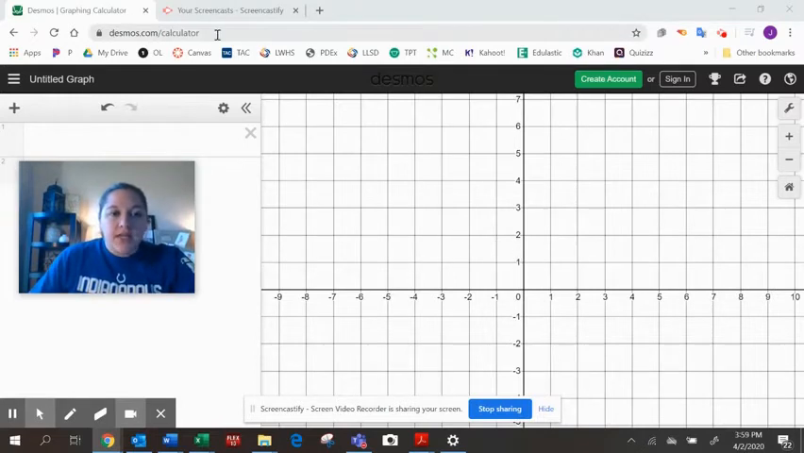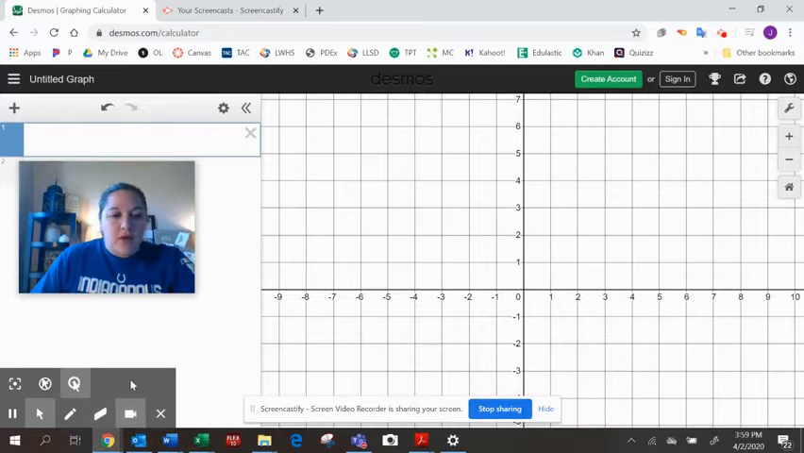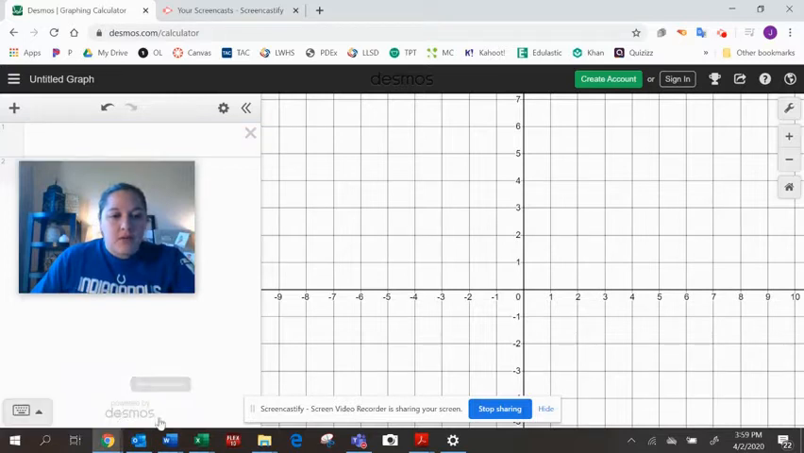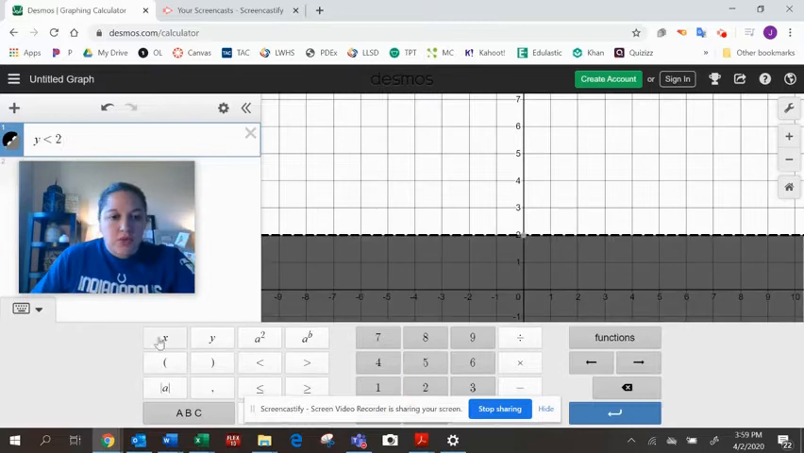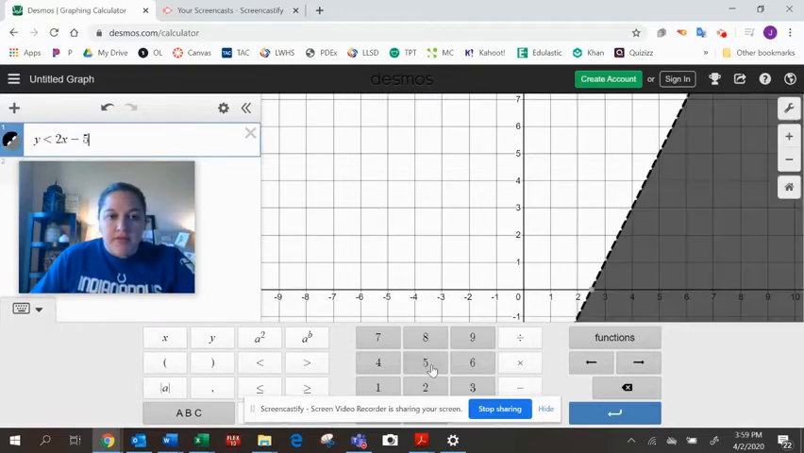So the first thing I did is I went to desmos.com/calculator. And then I'm going to try using this to graph an inequality. So I'm going to pull up the toolbar so that I can type in my inequality. And the first one I'm going to type in is y is less than 2x minus 5. So I'm going to do y is less than 2x minus 5.